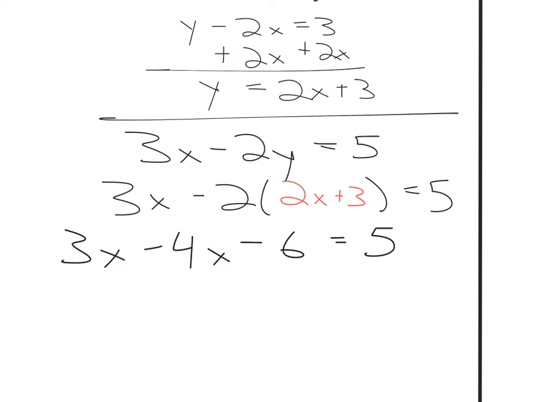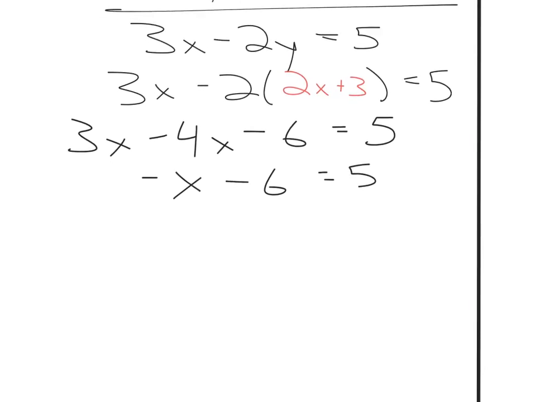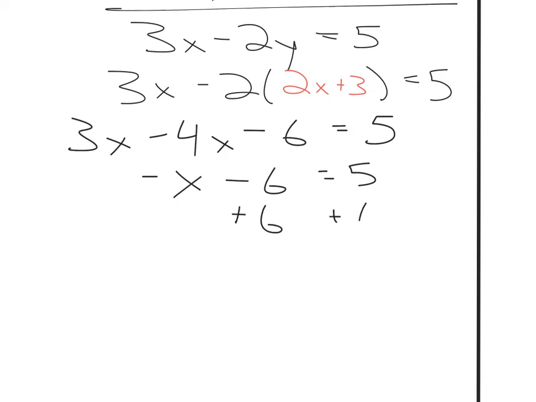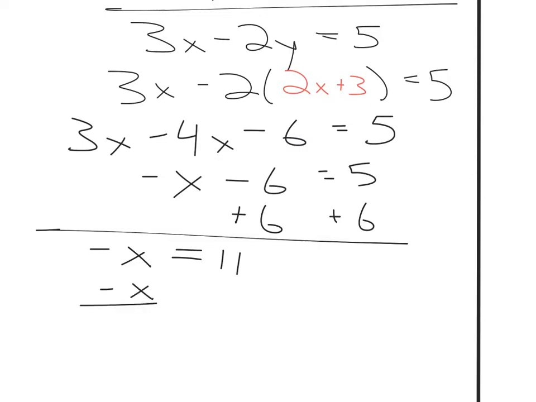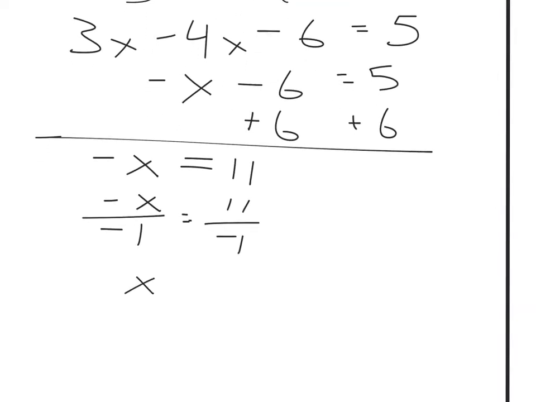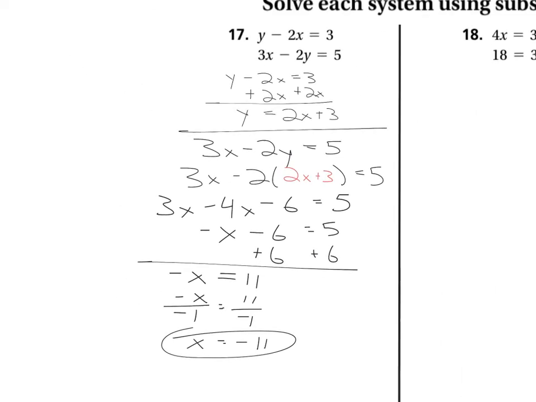And now I'm at the step of combining like terms. 3x minus 4x is negative 1x, so I just call that negative x. Minus 6 equals 5, and I have to add 6 to both sides, and I get negative x is equal to 11. And of course, the number in front of x is negative 1, so I divide both sides by negative 1 in order to find out that x is equal to negative 11.